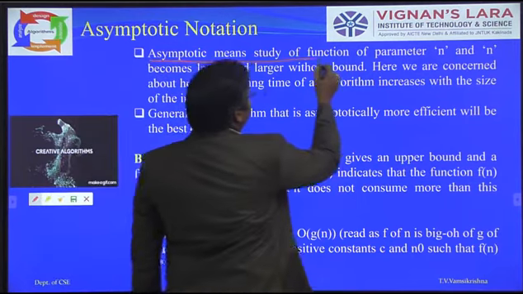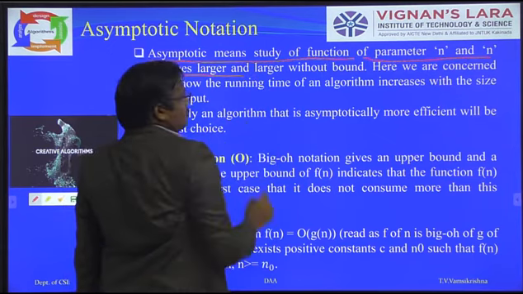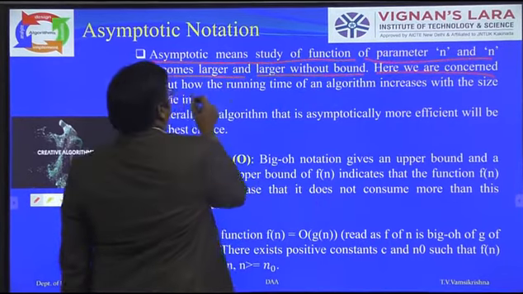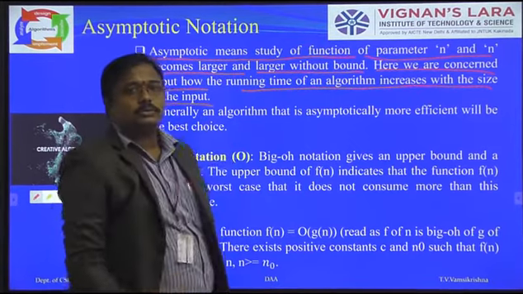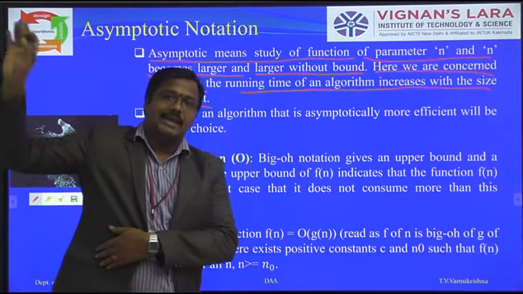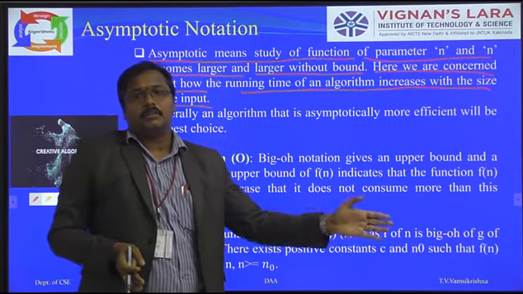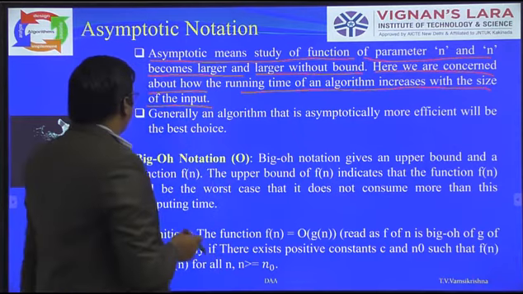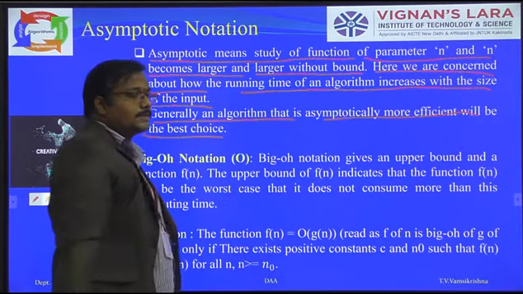Asymptotic means the study of the function of parameter n, as n becomes larger. What happens with larger n without bound? Here we are concerned about how the running time of an algorithm increases with the size of the input. For larger values of n, what happens? For smaller values of n, what happens? For middle values, median values, what happens? Generally an algorithm that is asymptotically more efficient will be the best choice.